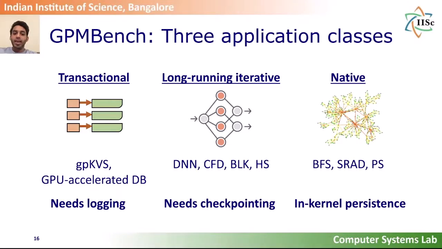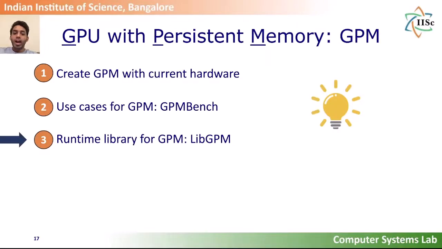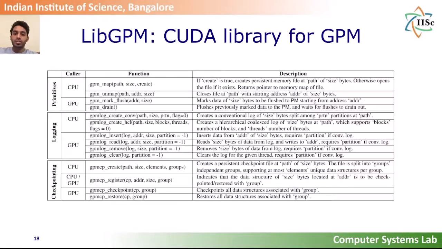These three classes of applications require three types of persistency support. Transactional applications require logging, while long-running iterative applications need an easy way to perform checkpointing. Native applications need a basic ability to persist data at a fine grain. We'll now look at how we provide this persistency support through our runtime library LibGPM.